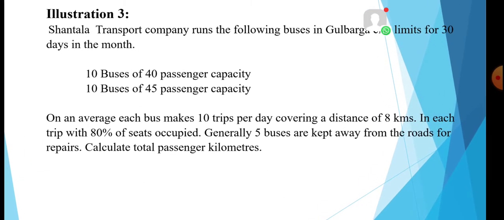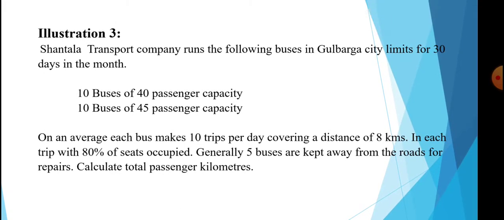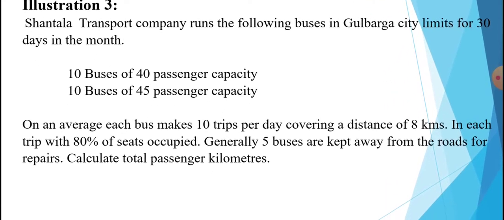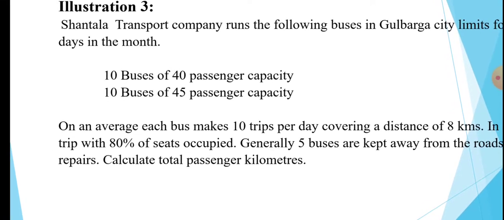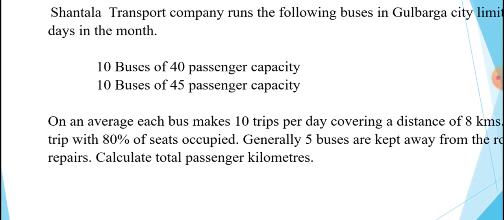Okay, next we will solve one more problem. Shantala Transport Company runs the following buses in Gulbarga city limits for 30 days in a month, so the number of days operated is 30 days. Here there are 2 capacity buses: 10 buses of 40 passenger capacity and 10 buses of 45 passenger capacity. So we have to calculate separately.